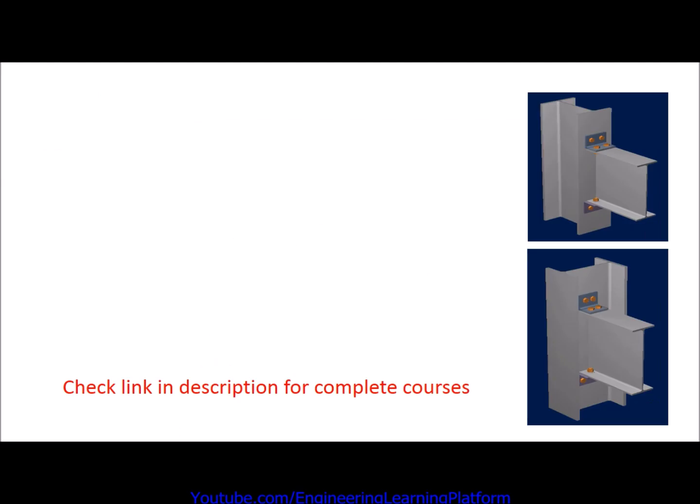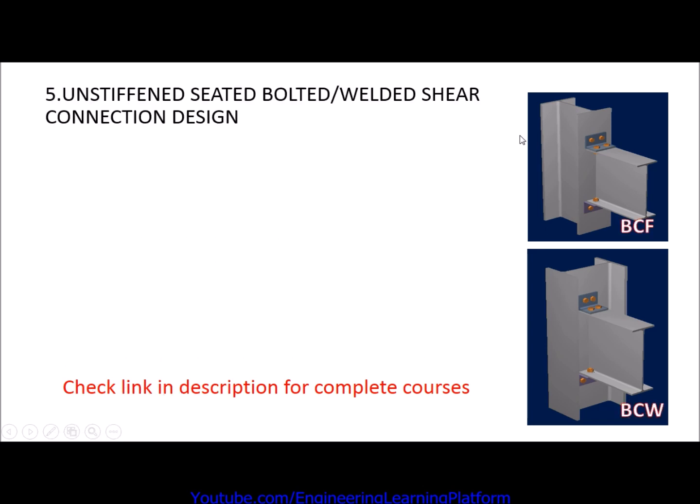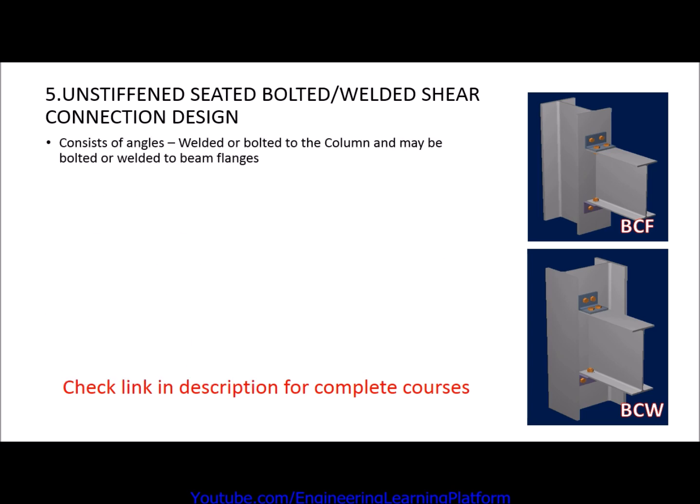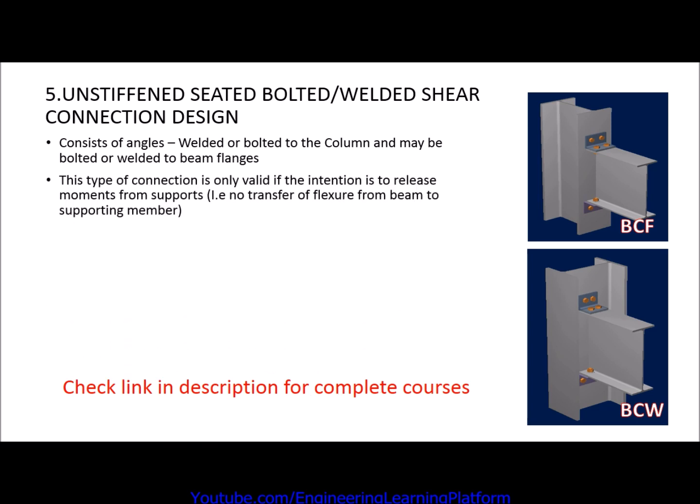To the fifth tutorial of connection design. In this connection video, we will be designing unstiffened, seated, bolted, welded shear connection. It consists of angles welded or bolted to the connection column, or may be bolted to beam flanges. This type of connection is only valid if you release the moments from the support, with no transfer of flexure from beam to the supporting member.